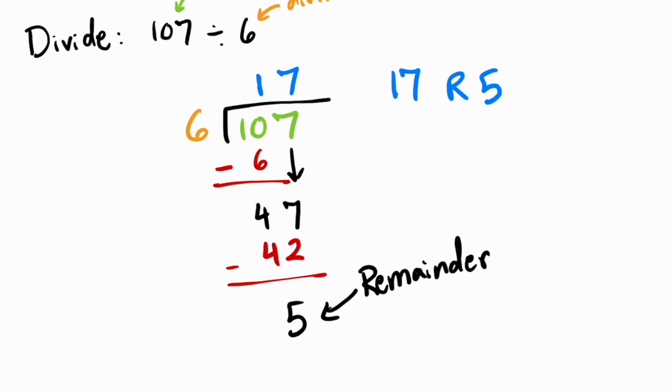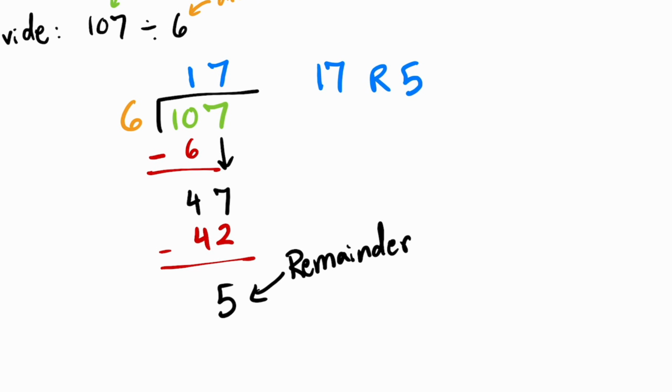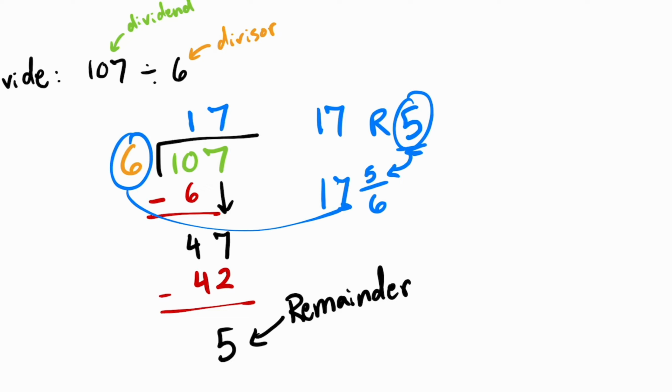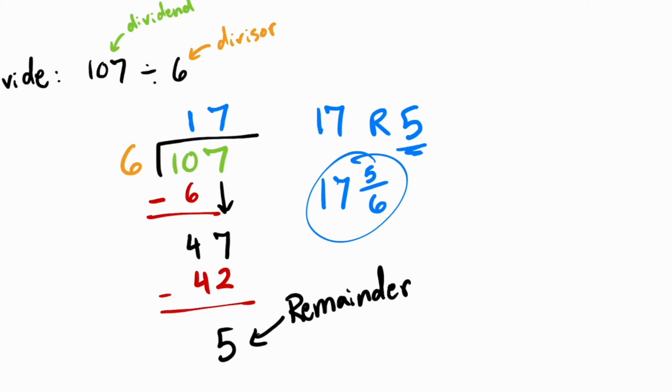Now you might sometimes write your answer as a fraction rather than a remainder. Whenever that is asked of you, what you would just do is write the remainder over your original divisor. So we could write this answer as 17 remainder 5, or we could write it as 17 and 5/6, where again that remainder 5 goes on top and the divisor 6 goes on the bottom. So that would be how you write your answer as a fraction or as a remainder, just depending on what the problem calls for.